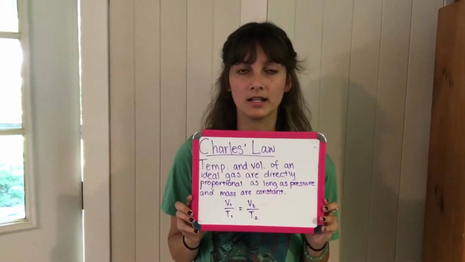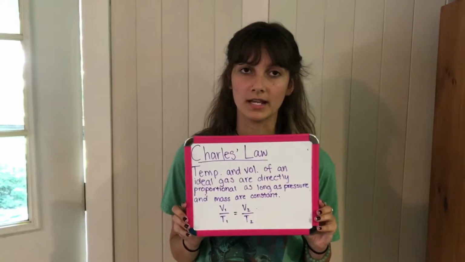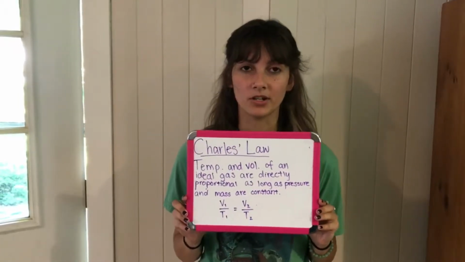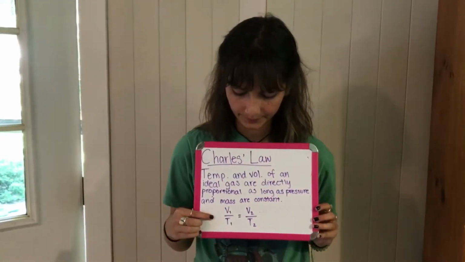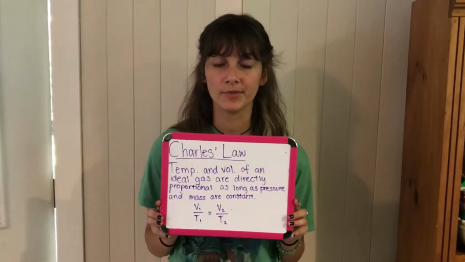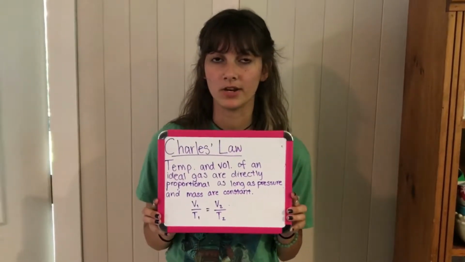Charles' law states that the volume and temperature of an ideal gas are proportional so long as the mass and the pressure remain constant. This can be represented in the formula below. This means if temperature increases, volume increases, and if temperature decreases, volume decreases, and vice versa.